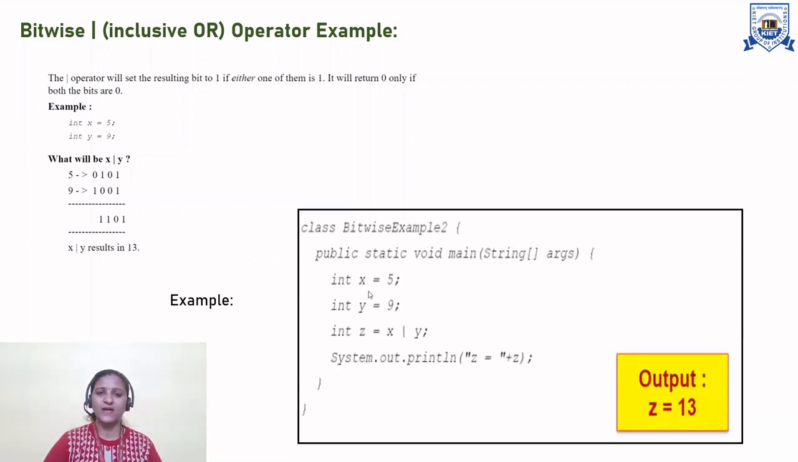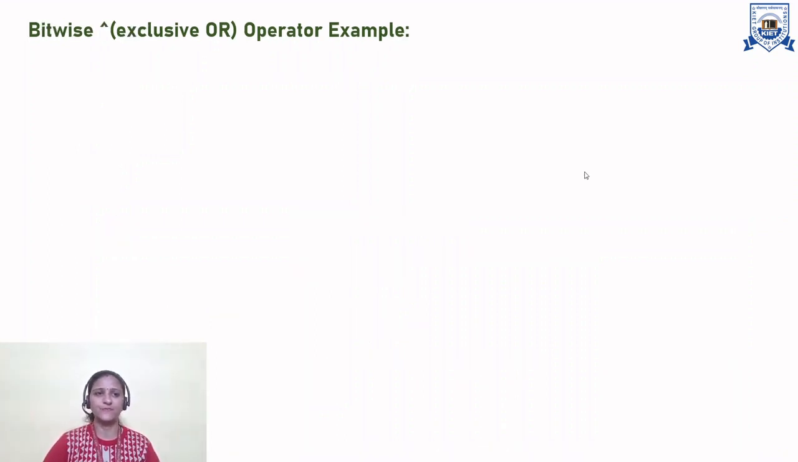So in Java, how will we perform it? In the main, we took these values 5 and 9 in x and y, and we put this operator, bitwise inclusive OR, between them. The operation got performed and the value was assigned to variable z. And when we displayed it, we got 13.